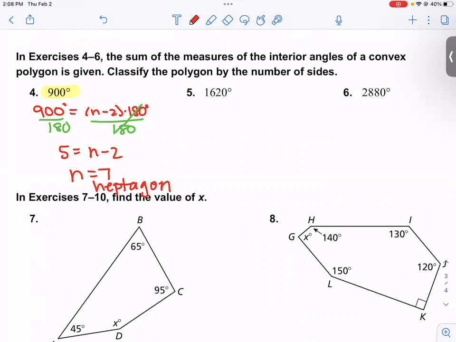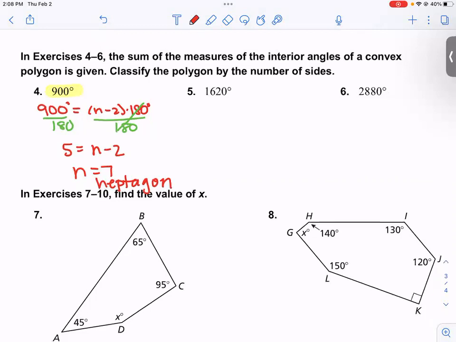Hexa is 6. Hepta is 7. Like an octopus. Nonagon. Decagon. So you know what a decathlon is, right? In the Olympics, it's a 10 event track event. So gotta think of that for 10.